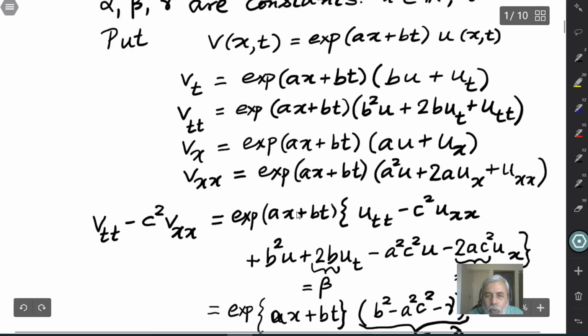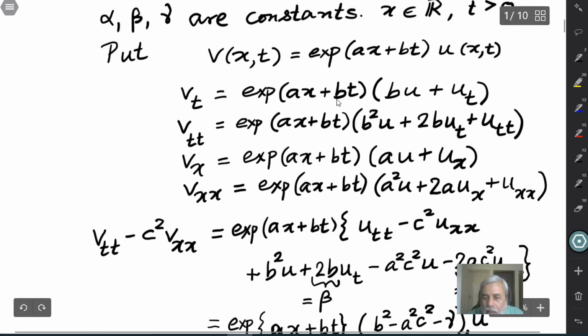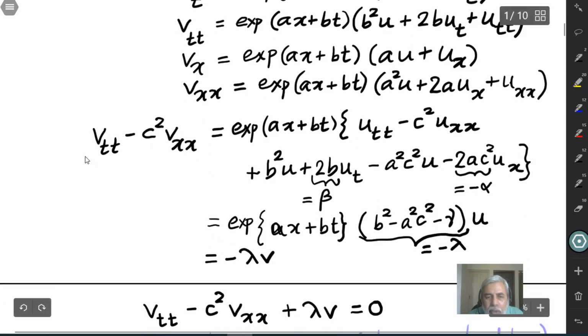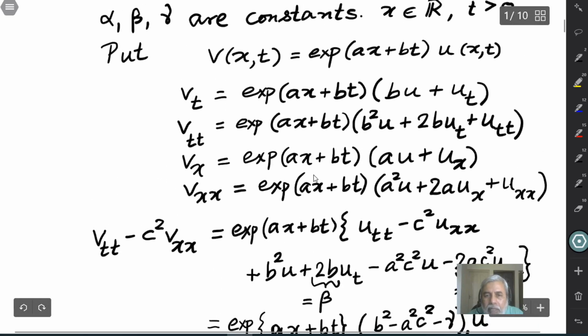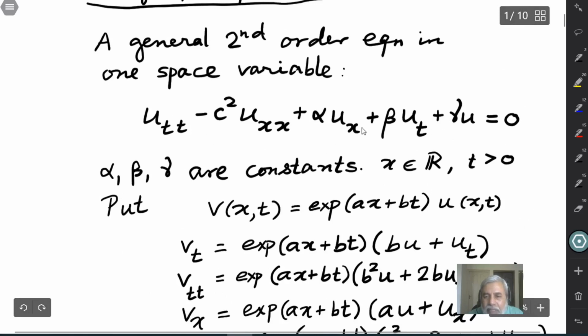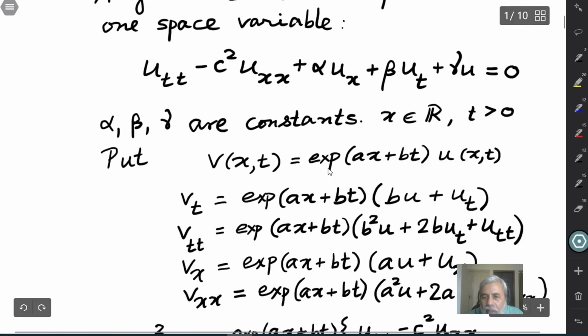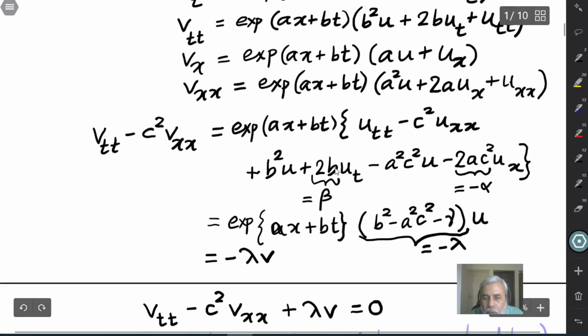Okay, so these constants a and b are at our disposal, so we can choose them. So here we make the choice. We choose 2b equal to beta. So alpha, beta, gamma are in the given equation, and this is the coefficient of the first derivative of u with respect to t, that is beta there. So we choose 2b equal to beta, and similarly 2ac square equal to minus alpha.